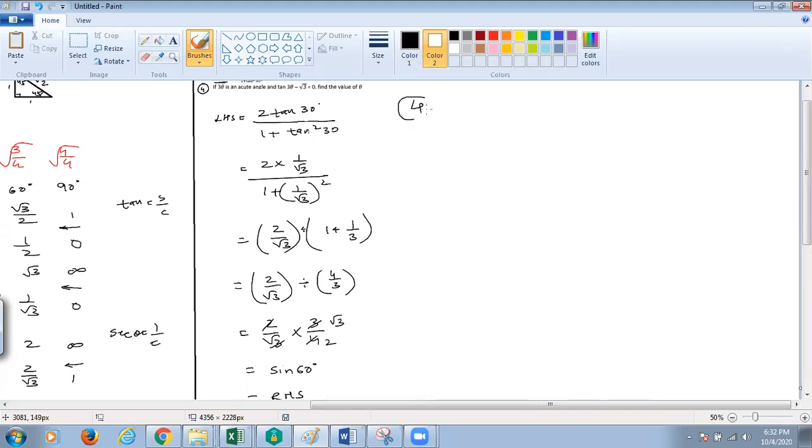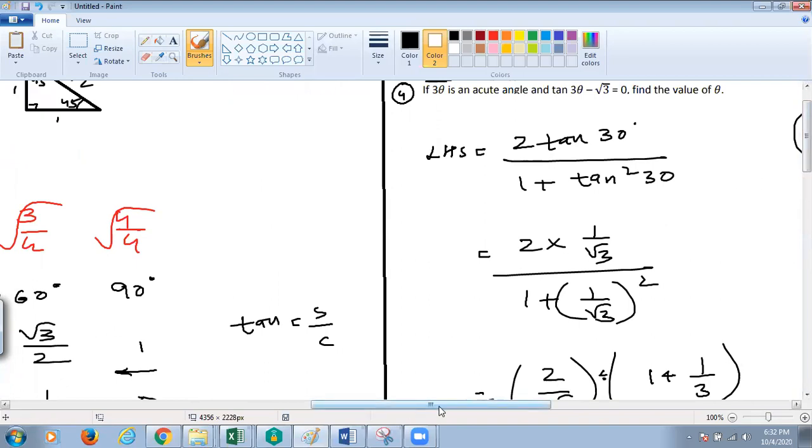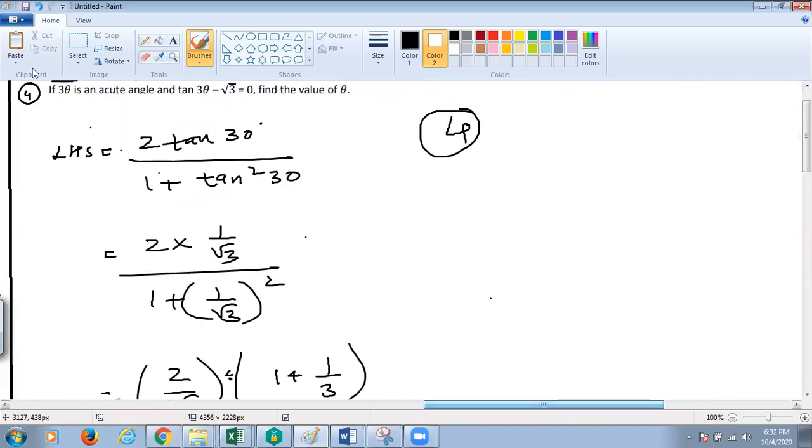So what is this sum number 4? You can just pause this video in case you want to write something. Don't worry students. So we're moving with question number 4. Look, here it is written: if 3 theta is an acute angle and tan 3 theta minus root 3 is equal to 0, find the value of theta.